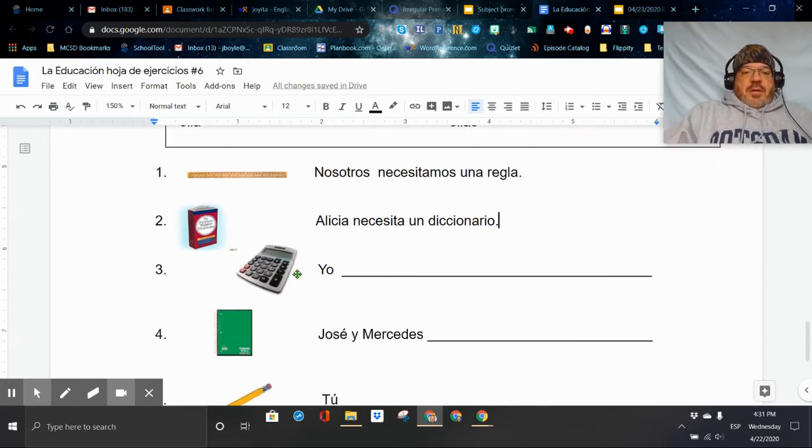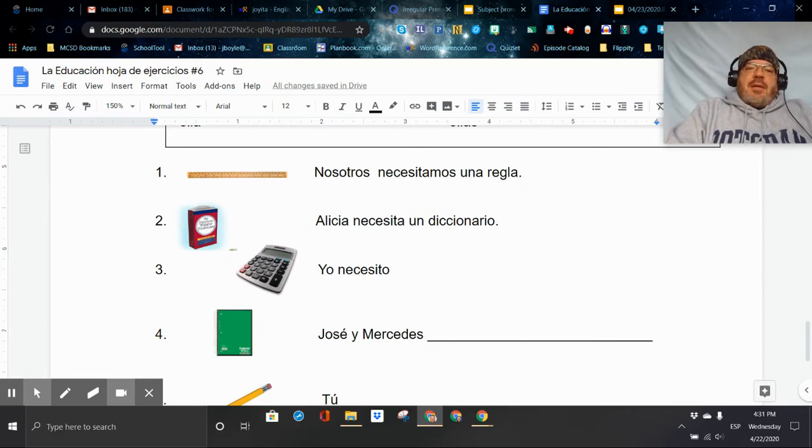Well, this one here, yo, we know how to say I need. Yo necesito. Calculator, how do you say it if calculator is feminine? Una, and then the word calculator is calculadora.